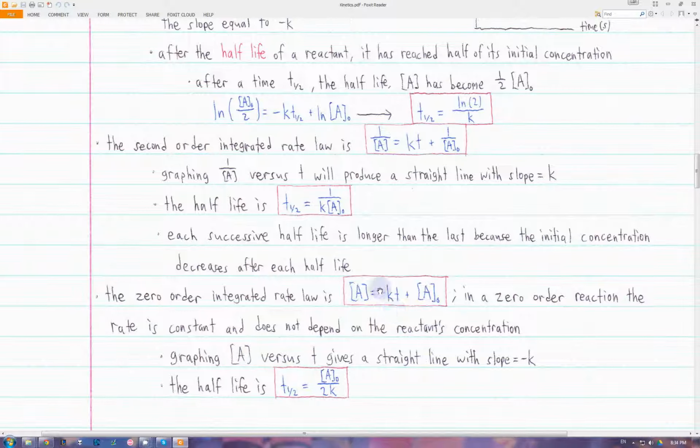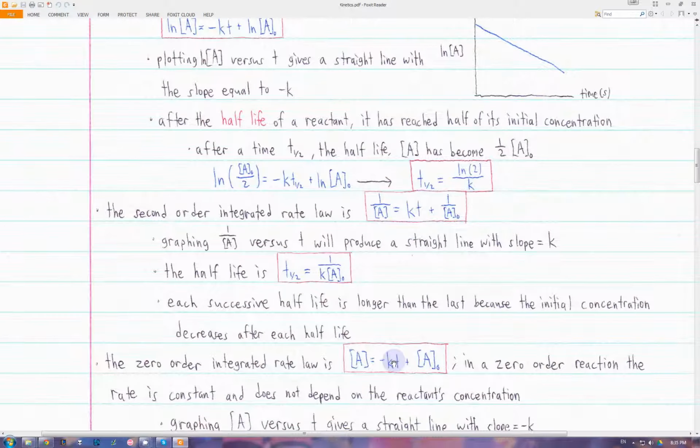So here, if we graph the concentration versus time, then we get a straight line with a slope equal to negative k. And the half-life for a zero order reaction is the initial concentration over 2k. So for a zero order reactant, the successive half-lives are going to keep getting smaller and smaller, compared to a second order where they get longer and longer. That's because the initial concentration is on the top this time, and that's going to be getting smaller and smaller with each half-life.